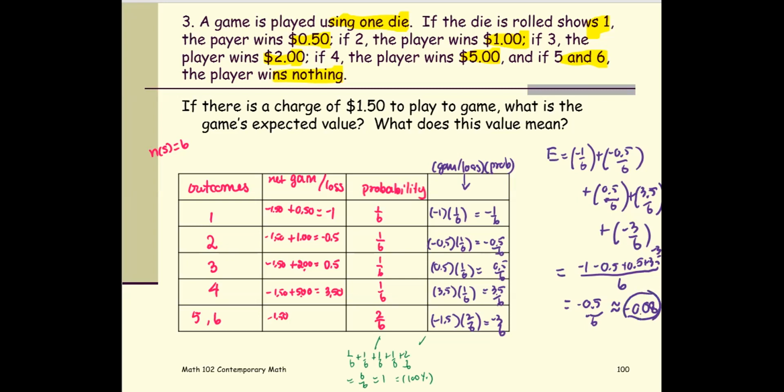And then how do we explain this number? The negative side represents the loss. So it means in the long run, the player can expect to lose about 8 cents for each game the player plays.